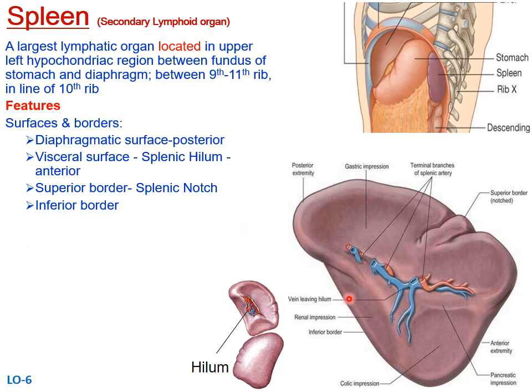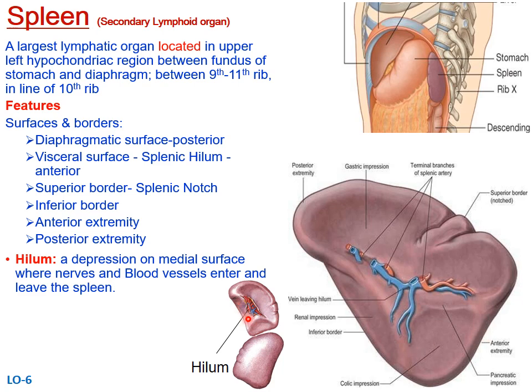Then we have the inferior border. This inferior border is very big, so this is called the inferior border as mentioned here. Then we have the anterior extremity and the posterior extremity. So this area is the extreme. There is the anterior extremity and there is the posterior extremity. This apex is the posterior extremity, and the base is the anterior. So this is the inferior border, and there is the anterior extremity.